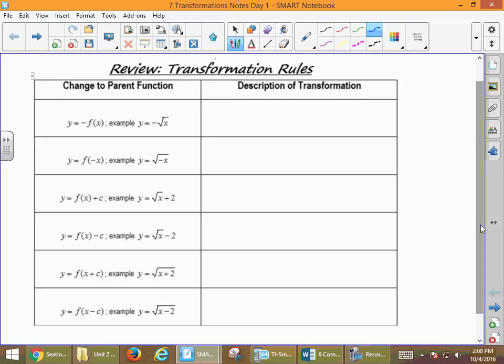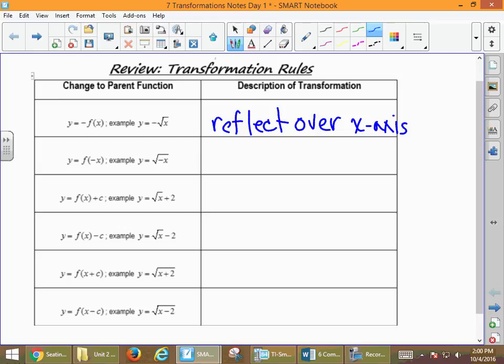So I'm not going to spend my time doing that right now, but does anybody remember what happens when we put a negative in front of the function? What happens to our function? It reflects over the x-axis.